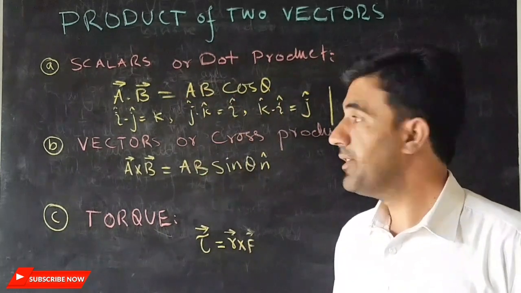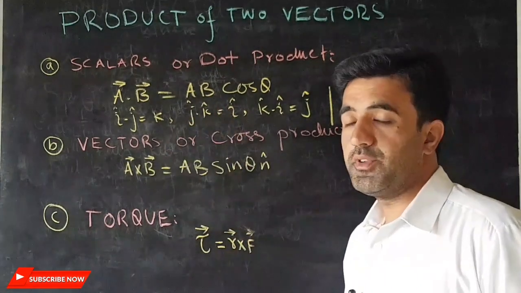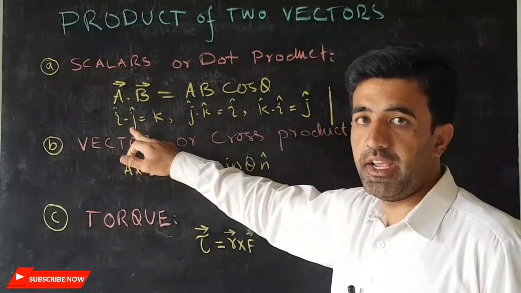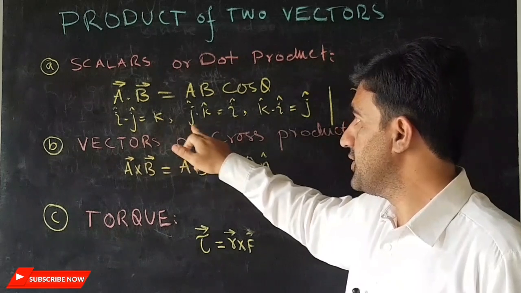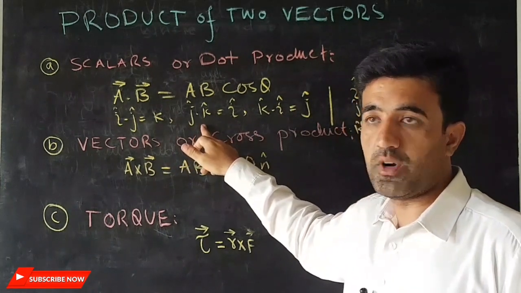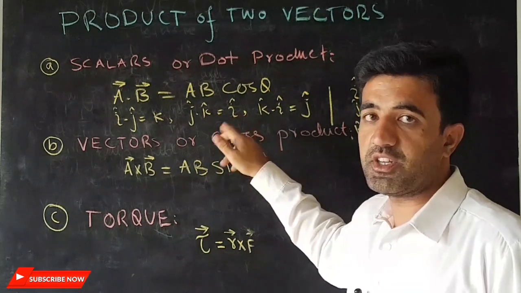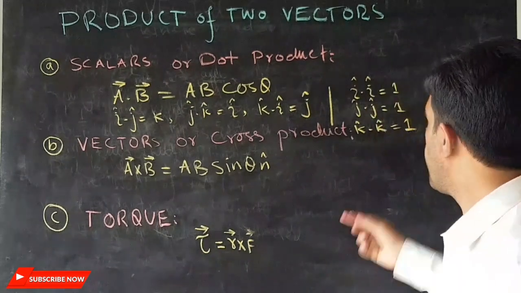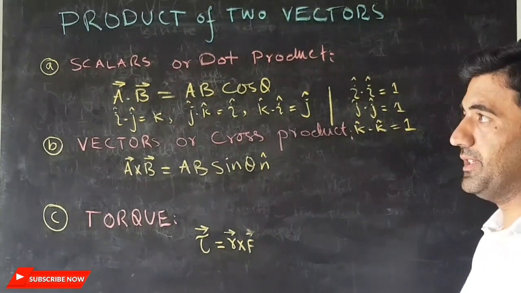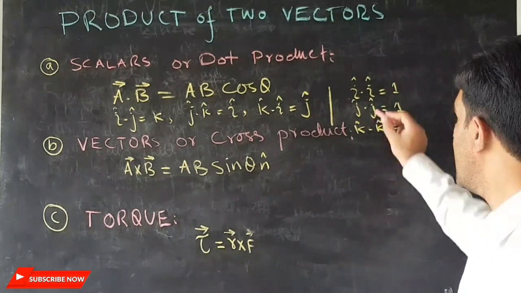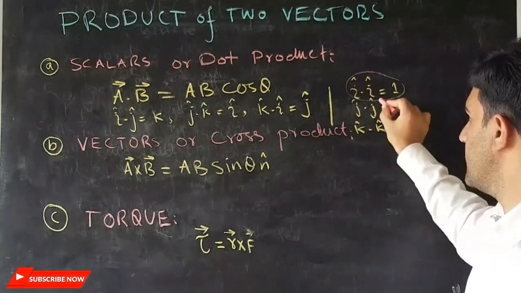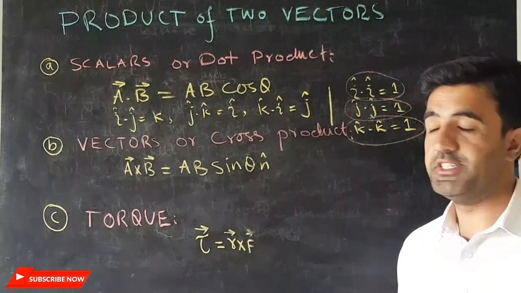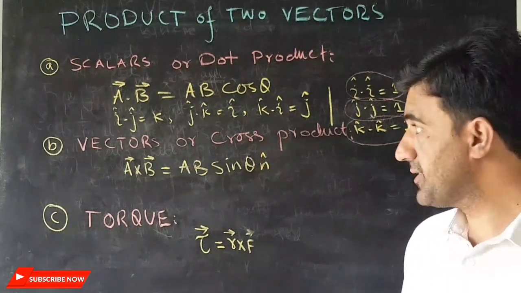Further, the dot product of unit vectors: i dot j, the unit vectors product, will be equal to k. j dot k will be equal to i. k dot i will be equal to j. Similarly, if we want the dot product of the same unit vectors, like i dot i, we will get 1. Similarly, j dot j is equal to 1 and k dot k is equal to 1. You should remember this point, it is very important in scalar or dot products.